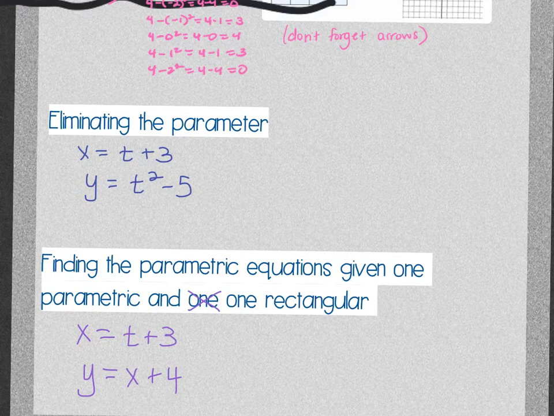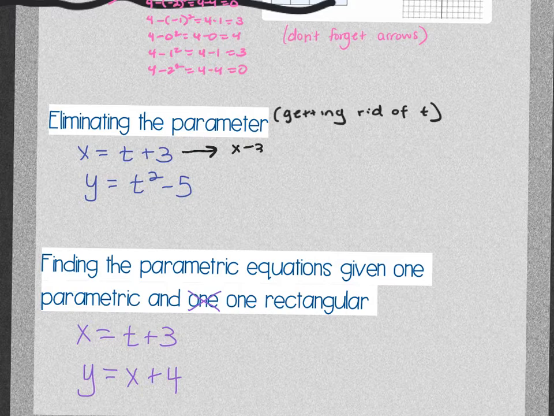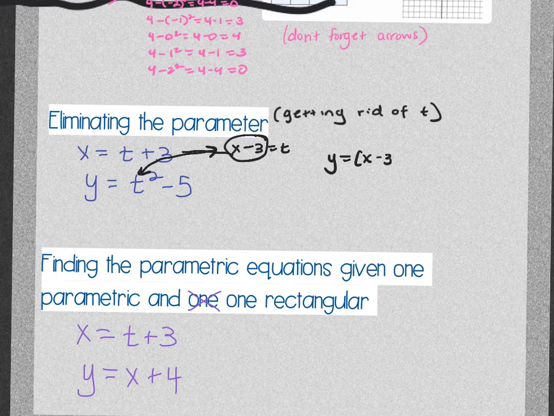Okay, now the next one is eliminating the parameters. So remember with these, you're getting rid of T. I want to take one of the equations, and it doesn't matter which one, make it the easier one if you can. Solve for T and then plug that into the other equation. So if I look at the first one, I don't have the square, which is going to make this easier. I would get x minus 3 equals T, and then I'm going to take x minus 3 and plug it in for the T. So I get y equals (x minus 3) squared minus 5.